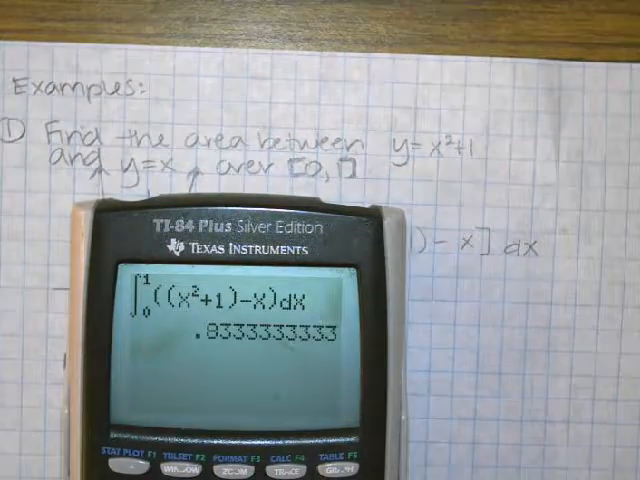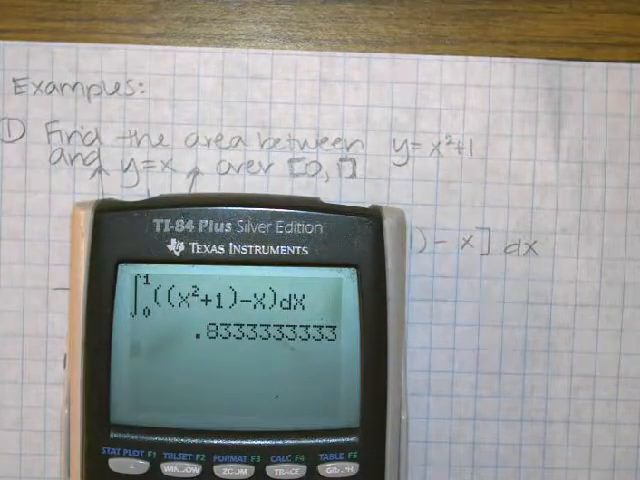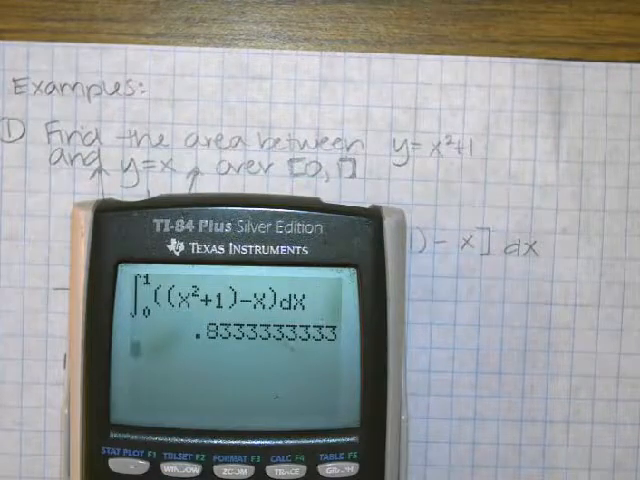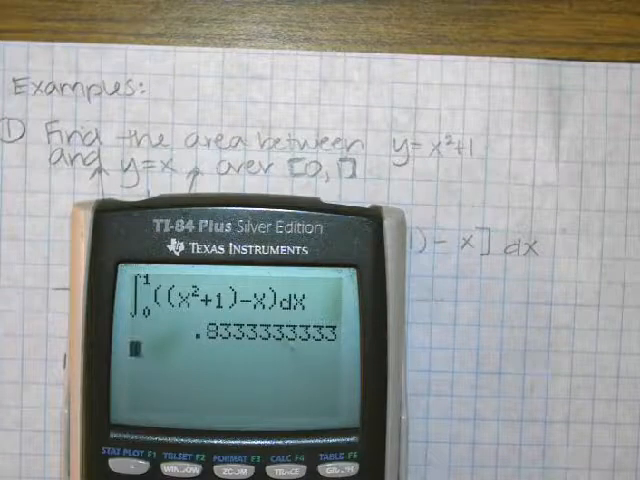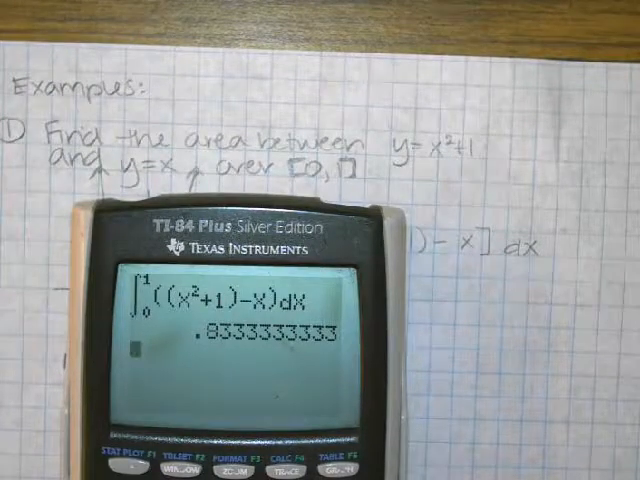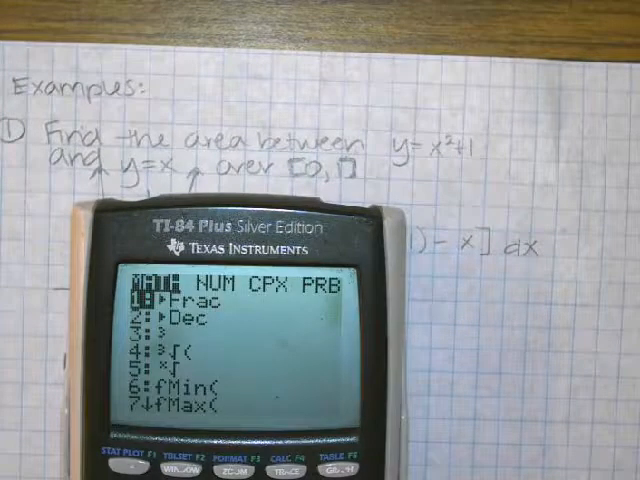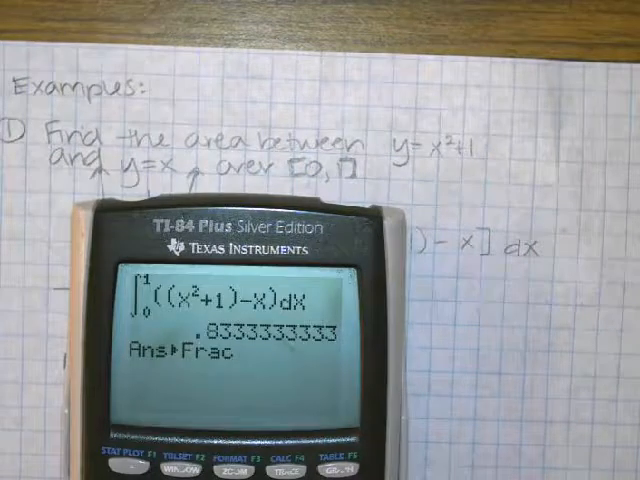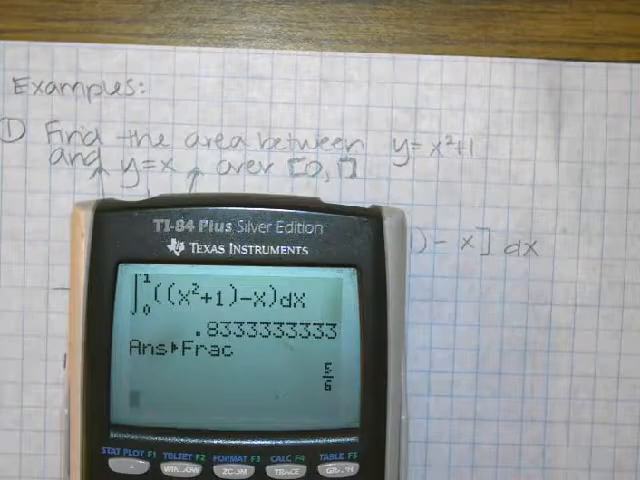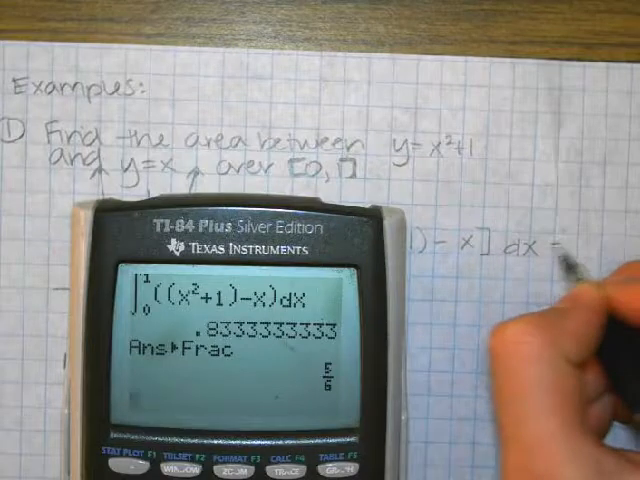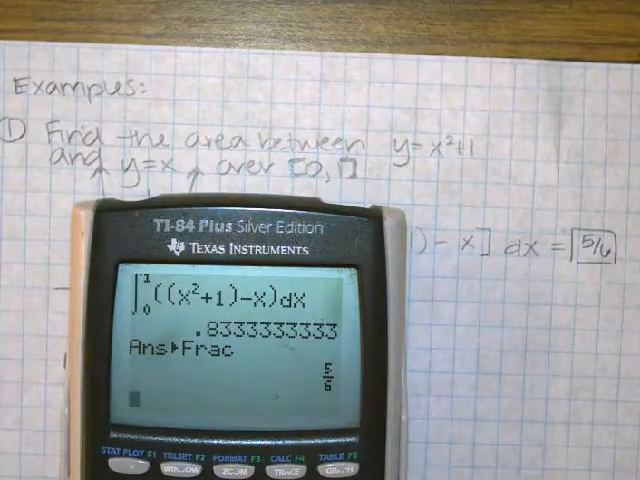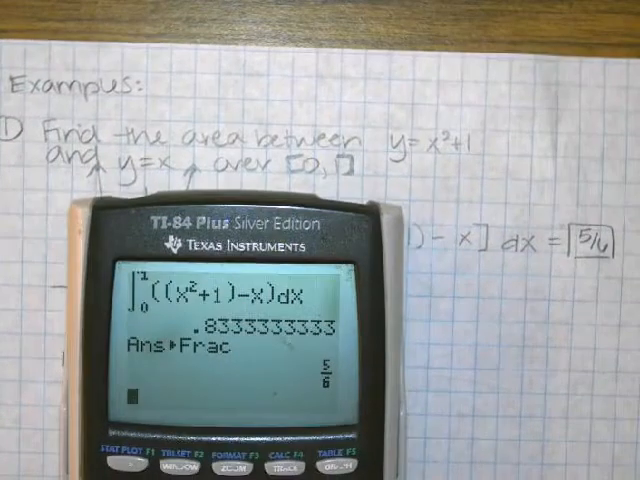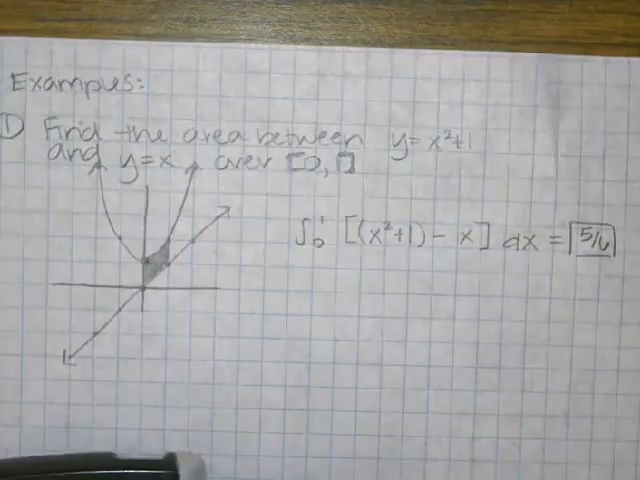So, okay, we've got that. Now, is this one where we have to round the answer, or could we get an exact one? It's probably some type of fraction, so let's hit math, Frac. All right, 5/6. So the area between the two curves is 5/6.